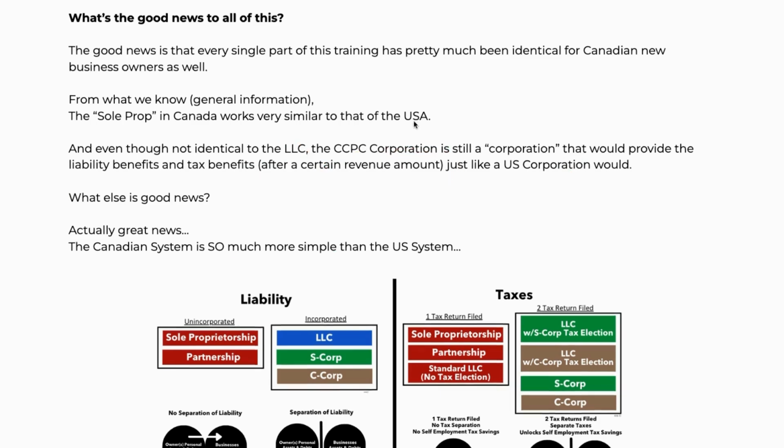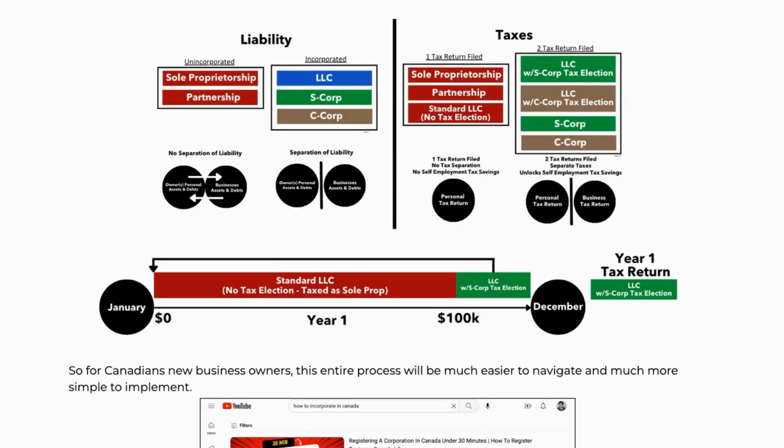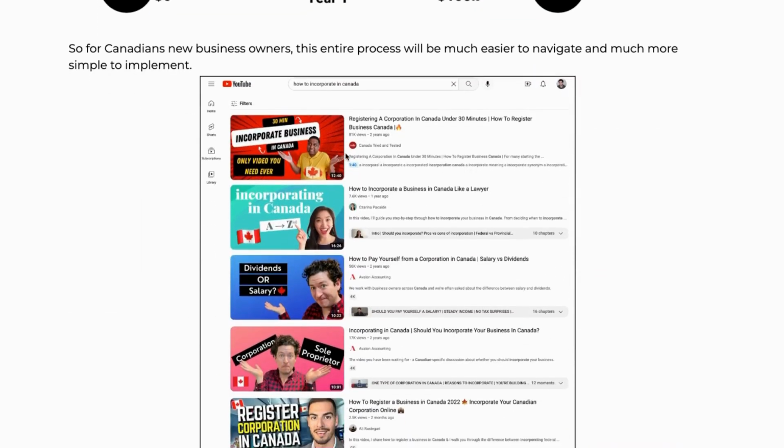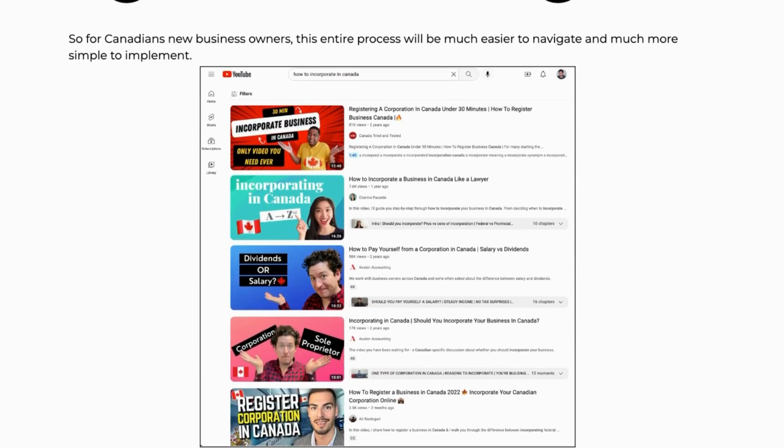Now, the other good news about all of this is that the Canadian system is so much simpler than the US system, you are not going to necessarily have to worry about the LLC retroactive, going ahead and filing that form and doing all that stuff that we talked about in the LLC training. Well, there is none of that in the Canadian system, right? So obviously that is a pro because it's simpler, but it's a con because it has fewer tax saving benefits. But again, for Canadian new business owners, the entire process is much simpler and easier to navigate and even much easier to implement. So again, if you type in how to incorporate in Canada on YouTube, you are going to find so many awesome resources all about that.